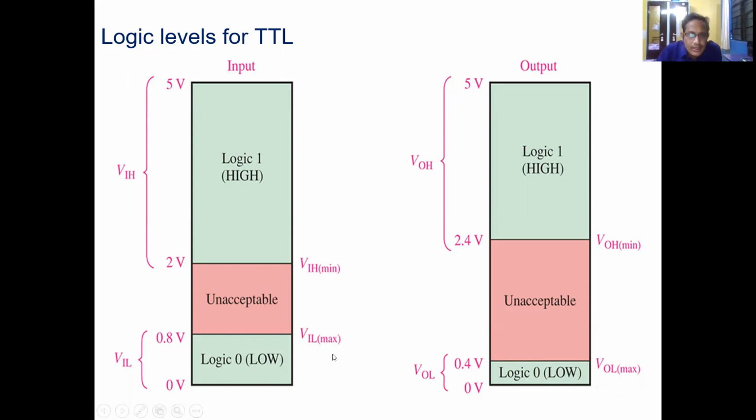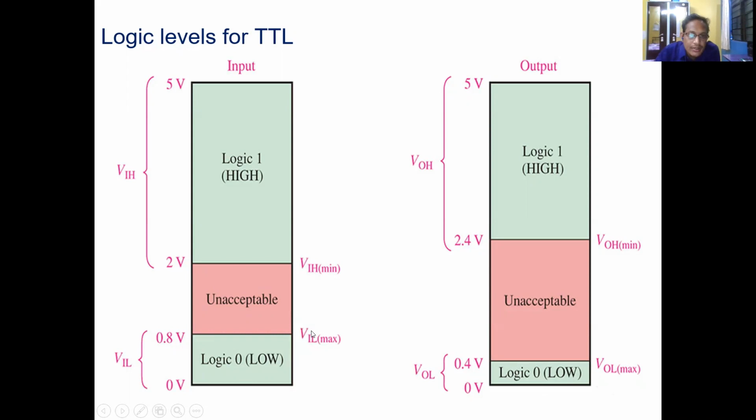If I look here, this is called VIL max. The name itself gives it: this is the input profile, and this is the output profile. So this is the first voltage parameter, called VIL max. V for voltage, I for input, L for low.